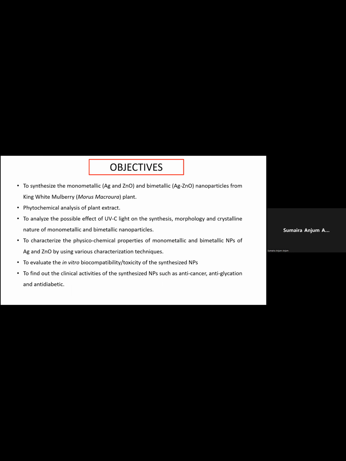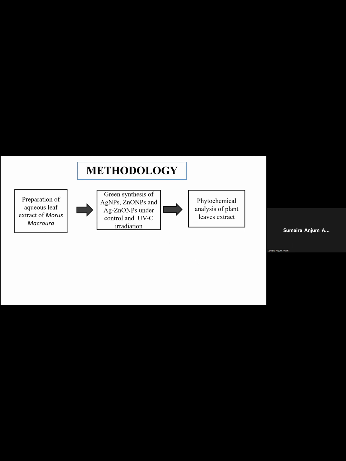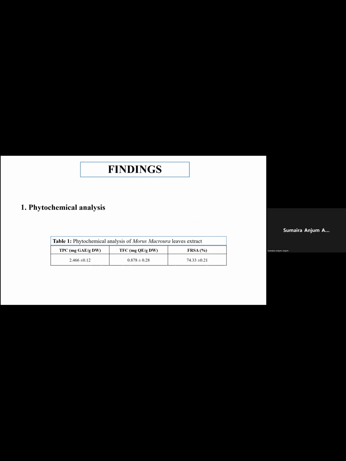To characterize the various physiochemical properties, or how the UVC light impacted the different physiochemical properties of these monometallic and bimetallic nanoparticles, we have characterized these nanomaterials by various techniques. And after successful characterization, we evaluated different biomedical applications, specifically focusing on anticancerous, anti-glycation, and anti-diabetic activities. Lastly, we also evaluated the biocompatibility of these synthesized silver nanoparticles against human red blood cells, and also evaluated toxicity against brine shrimp larvae. This is the brief methodology that I have discussed in the objective slide.